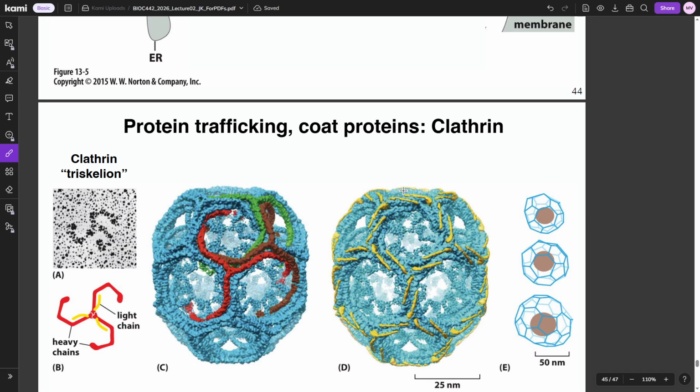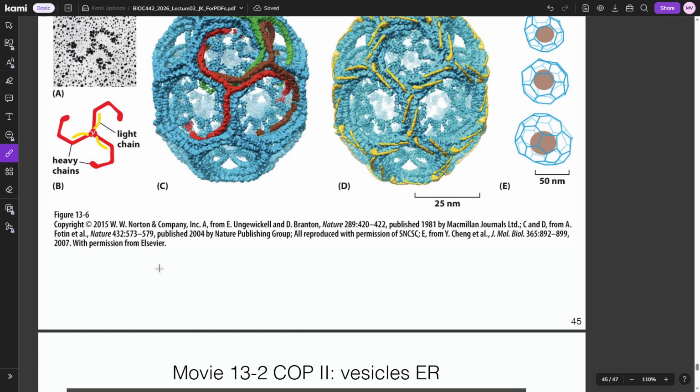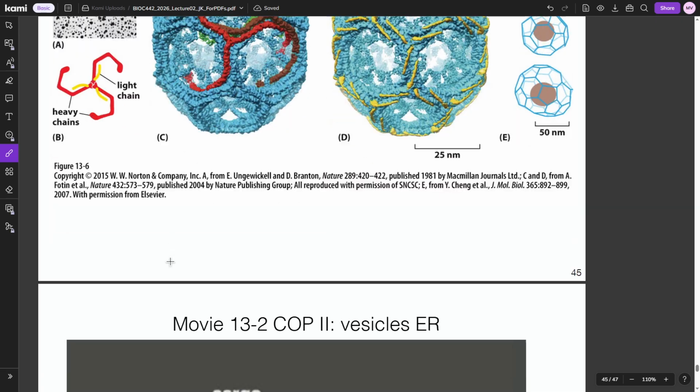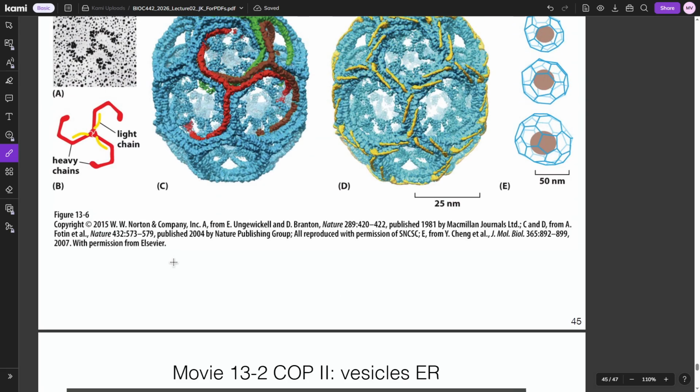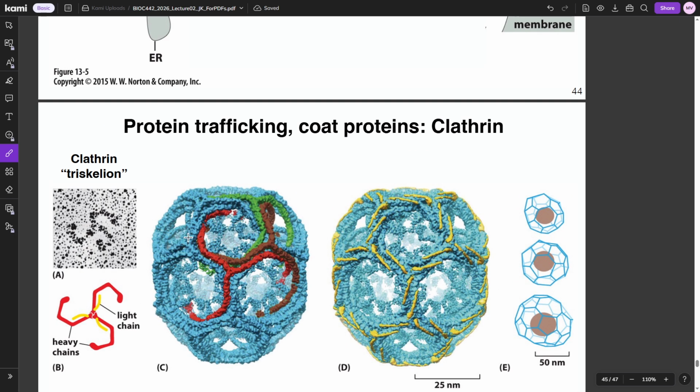Clathrin is a really weird protein. It looks like this, which I don't even know what to think of. It just looks weird. It doesn't look real. But it's a cool little protein. Basically it just helps with the process of transporting proteins and protecting them.